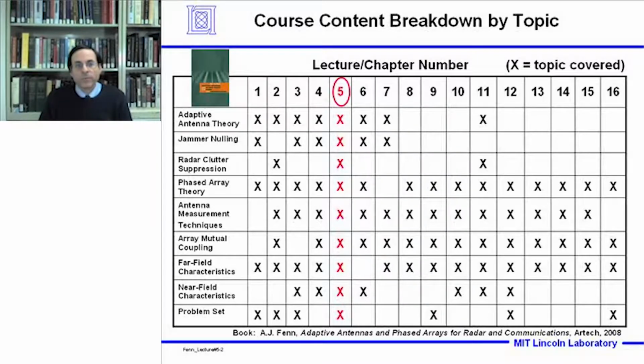This is lecture 5, which is going to be covering adaptive antenna theory in the context of jammer nulling and radar clutter suppression. We'll be covering some phased array theory. This would be considered an antenna measurement technique. We're going to take into account array mutual coupling and do computer simulations for the far field and near field. This lecture is based on Chapter 5 of the book Adaptive Antennas and Phased Arrays for Radar and Communications.